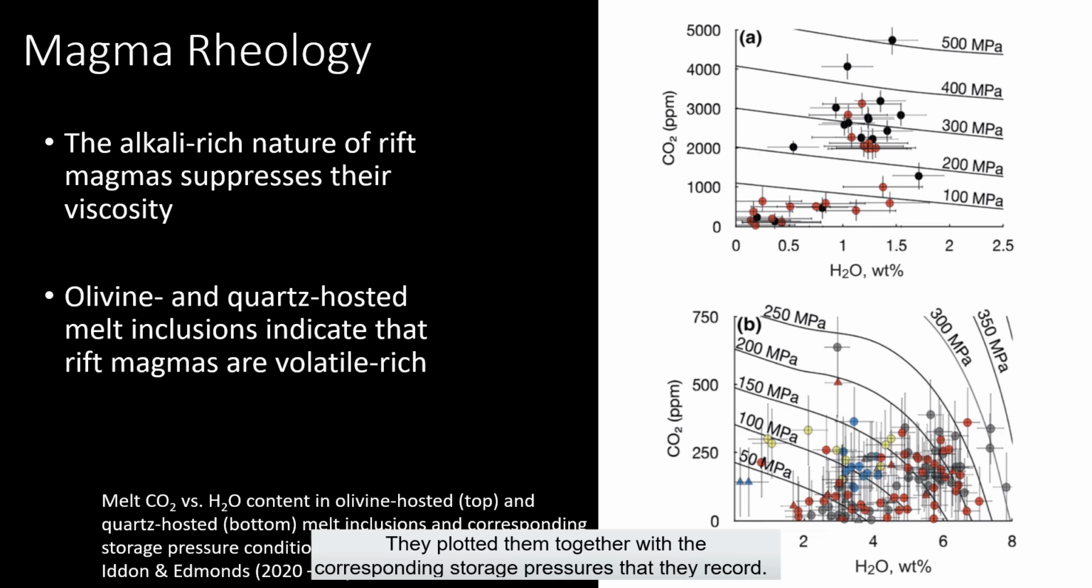They plotted them together with the corresponding storage pressures that they record. We see that overall the rift magmas are relatively rich in volatiles, with up to several thousands of ppm of CO2 and 1 to 1.5% of water in basaltic melts, and often up to 6 or 7, even up to 8 weight% of water in the rhyolite melts.